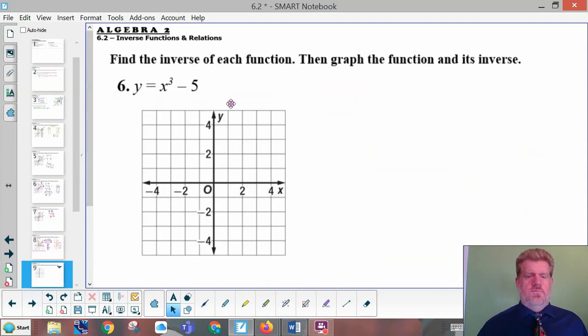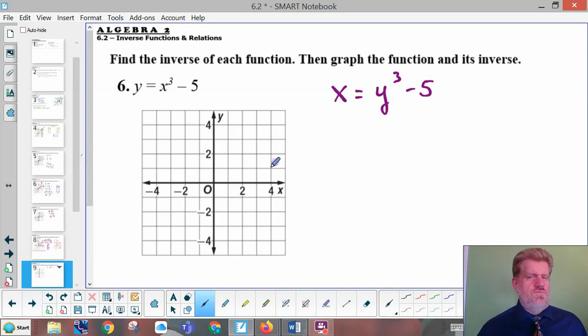Okay? y equals x cubed minus 5. Let's switch them. Now, we haven't talked about this too much yet, so we're not going to worry about solving this for y. You might know how, but I don't care right now if you do, because that's something we're going to deal with later. But that's the inverse. You just switch them.